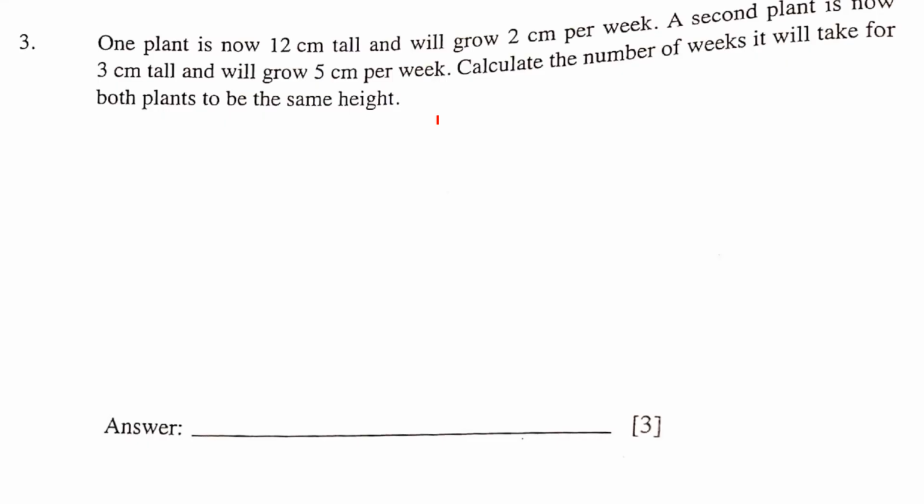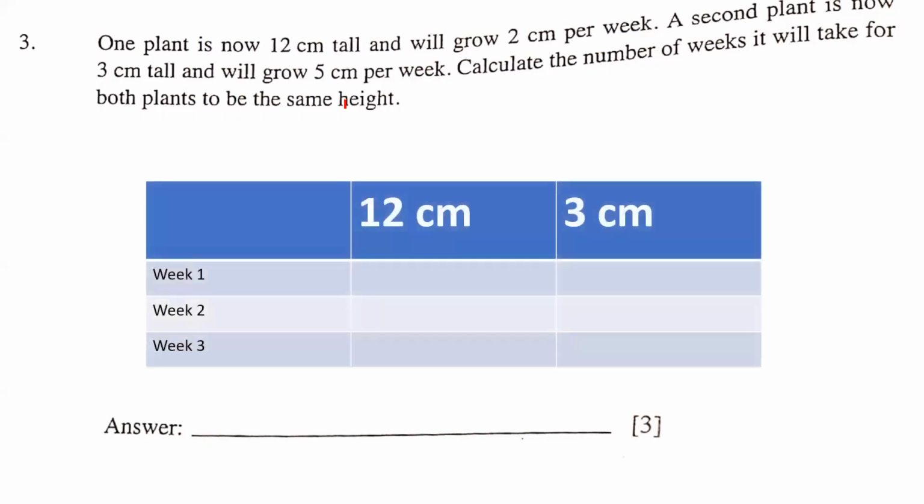Notice carefully this question. It says, one plant is now 12 centimeters tall and will grow 2 centimeters per week. A second plant is now 3 centimeters tall and will grow 5 centimeters per week. Calculate the number of weeks it will take for both plants to be at the same height. So let's consider this table. We have this first plant. It is 12 centimeters, and every week it increases its height by 2. So every week we have to add 2 to its previous height.